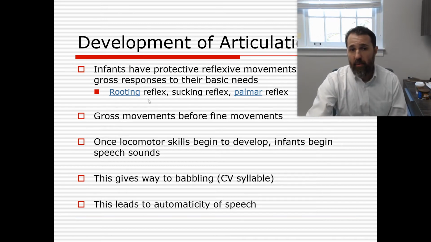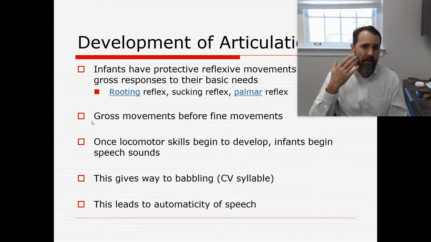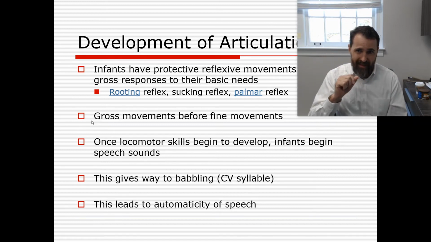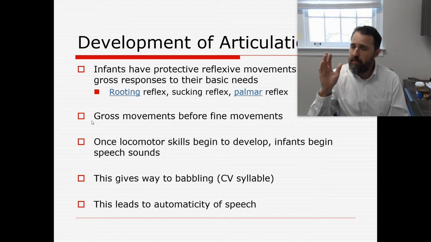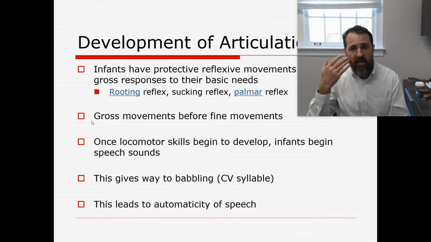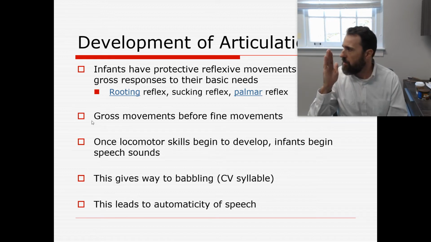And some examples are the rooting reflex, the palmar reflex. The rooting reflex is if you take an infant and you touch their face, they're going to turn their face towards that stimulus. And it's that reflex that helps them turn towards either the nipple on the bottle or the mother's breast. They're not feeling something on their face and thinking, oh, that's where the bottle is, I'm going to turn my head. This stimulus to their face reflexively, beneath the level of their awareness, causes them to turn towards the stimulus.